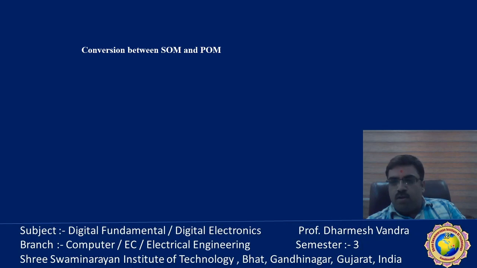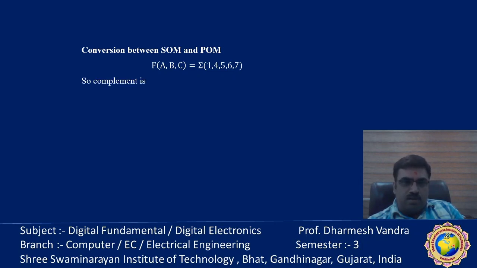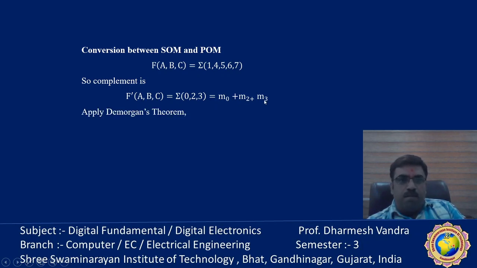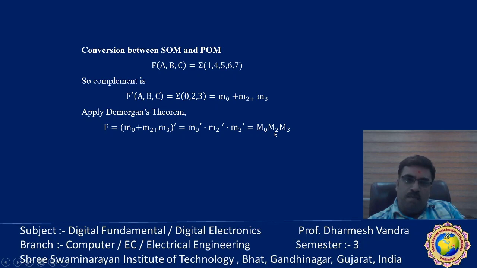Conversion between both polynomial forms, sum of minterms or product of maxterms. Suppose here sigma, the sum of min terms, is given. And I want to convert it to the product of maxterms. So it's simply complement. Here, when I take f dash, first complement, f dash is equal to 0, 2, 3, remaining all. M0, M2, M3. What happened? As per De Morgan's theorem, the complement of the complemented function is the function itself. So f equals M0 dash, M2 dash, M3 dash. M0 dash dash, the OR operator is replaced by dot. And M0 dash is equal to maxterm M0, M2 and M3.